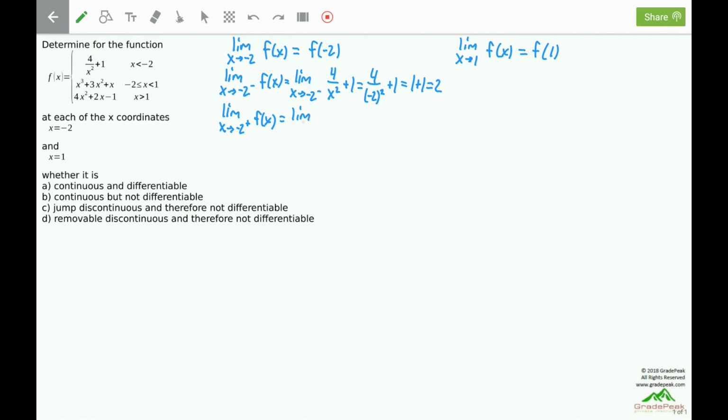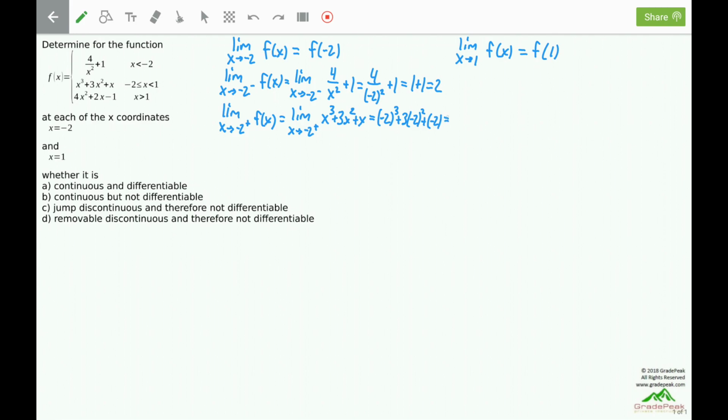For the right side of negative 2, which is greater than negative 2, we'll have this expression. So we can replace f of x with x cubed plus 3x squared plus x. And we can now plug a negative 2 in for each of the x's. That'll give us negative 2 cubed plus 3 times negative 2 squared plus a negative 2.